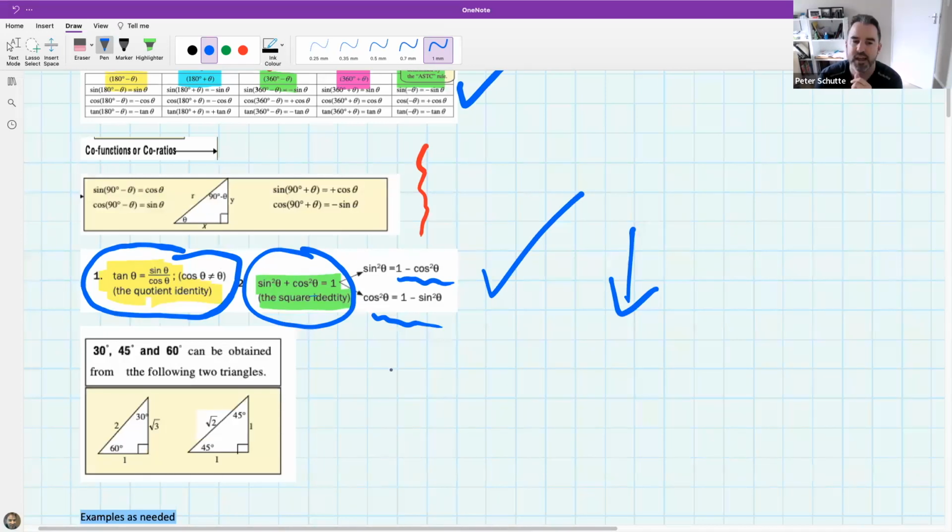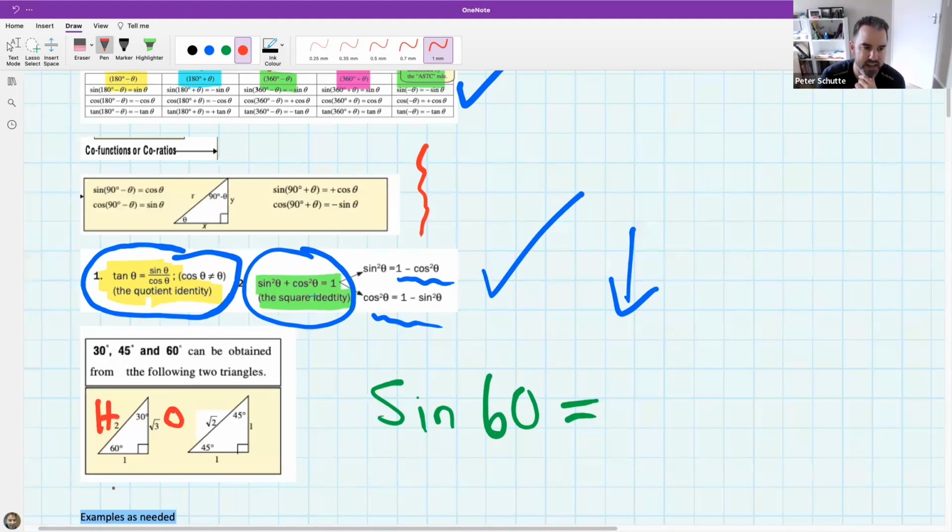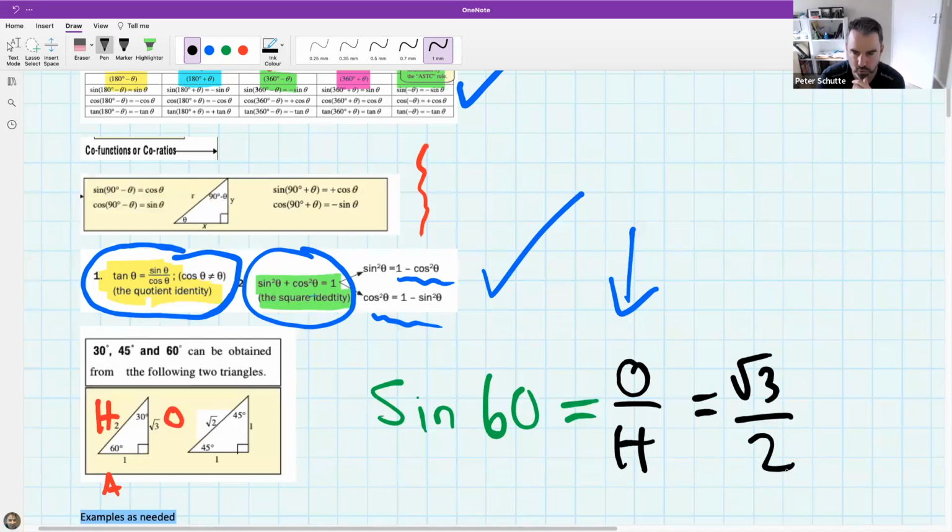Okay. And then the last thing that I'm not sure if we touched on in the last lesson is these things called special triangles. Sometimes they will say to you, you have to evaluate something like the sine of 60, but you're not allowed to use your calculator. And what you need to do in that situation is have these special triangles. If I look at a special triangle, the sine of 60 would be O over H, so it's root 3 over 2.